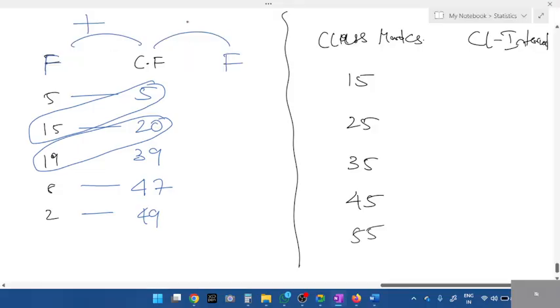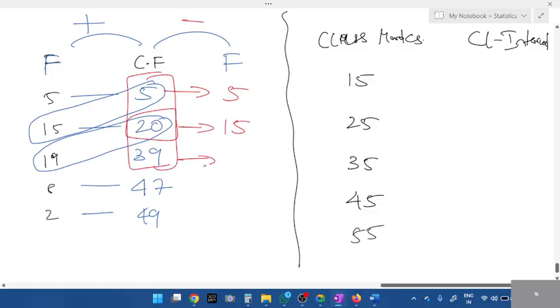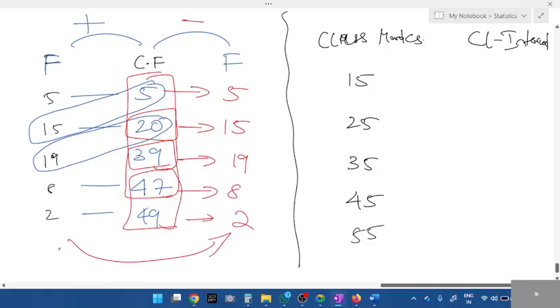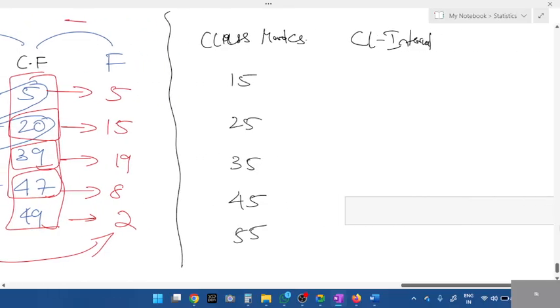Next, from cumulative frequency to frequency, number of words are increasing or decreasing? Add or subtract? Subtract. Minus. Keep the first number as it is, 5. Second number, take these two. What is 20 minus 5? 39 minus 20? 19. 47 minus 39? 8. 49 minus 47? Are the values correct? Logic also correct. Addition, subtraction. So don't get confused. Next.